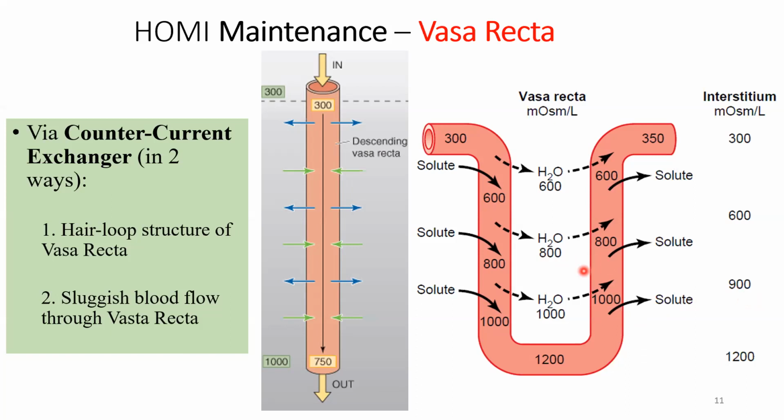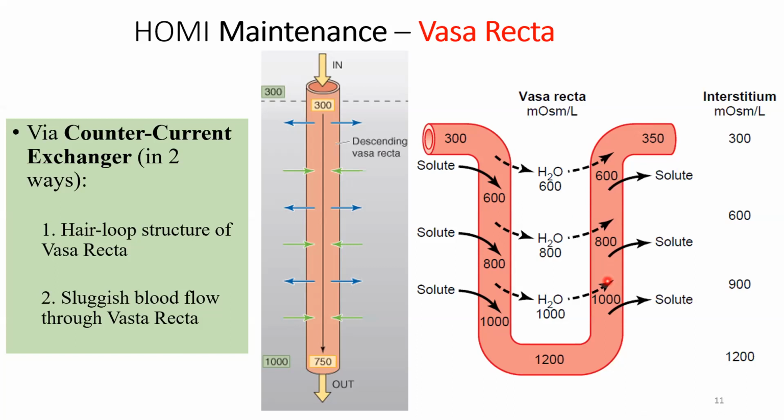Yes, it's clear. So what will it do? It will pick up water, it will give out its solute. There you have it. As it ascends, it keeps on doing it, picking up that water, giving out that solute, till it exits. So what happens in the net? The net is you take out water and very little solute.